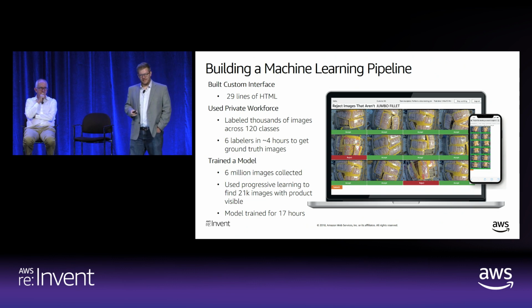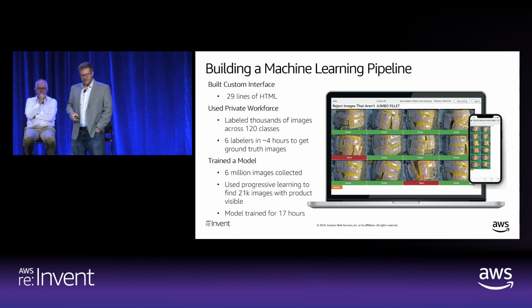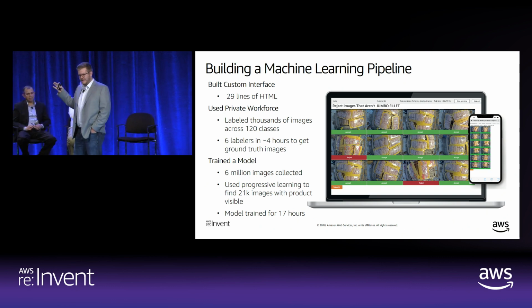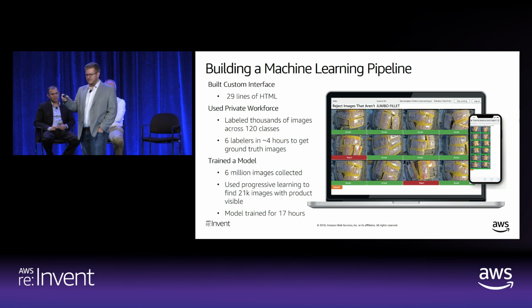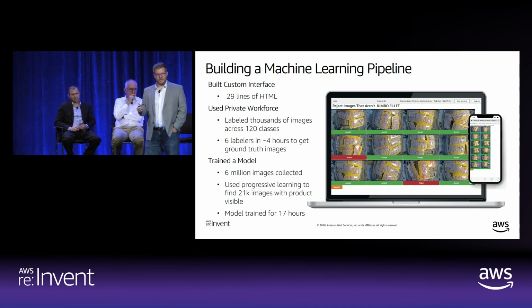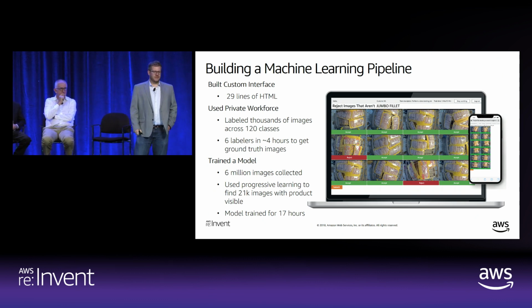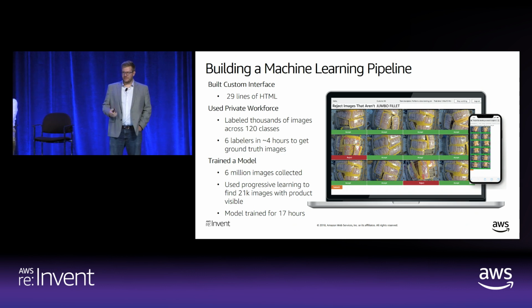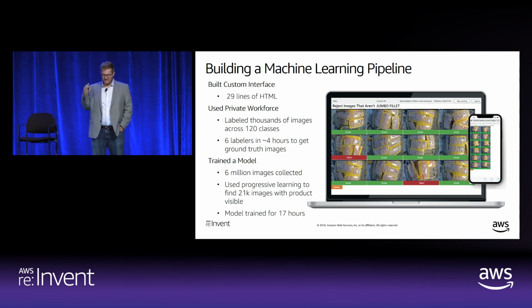So when we got into SageMaker Ground Truth, the first thing we did within a couple hours was create a model that basically just filtered everything out that didn't have products. We just labeled a couple hundred images that had products, some that didn't. The active learning kicked in, and we ran that model against the 6 million. We ended up with 21,000 images. That was within a few hours. That was something we had worked on for months.